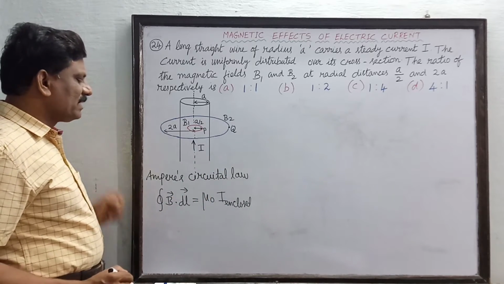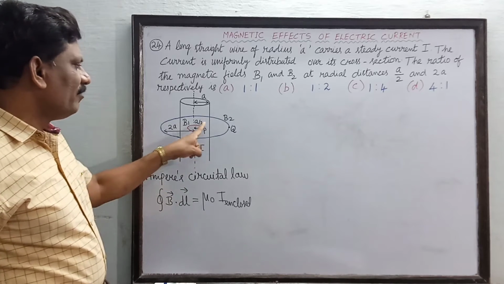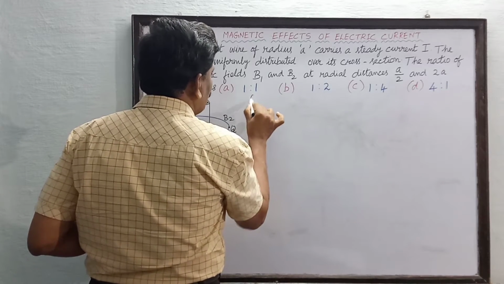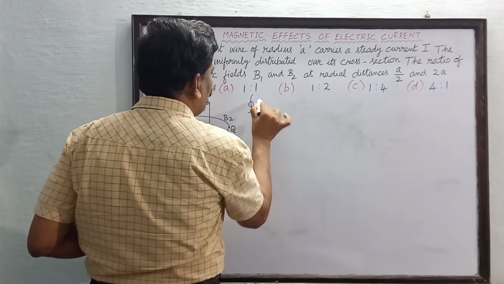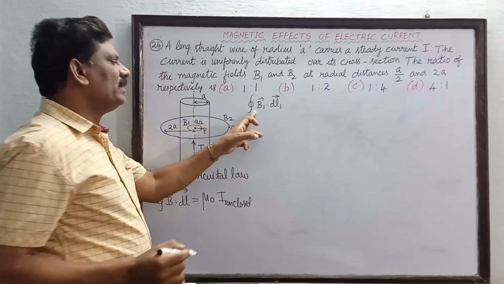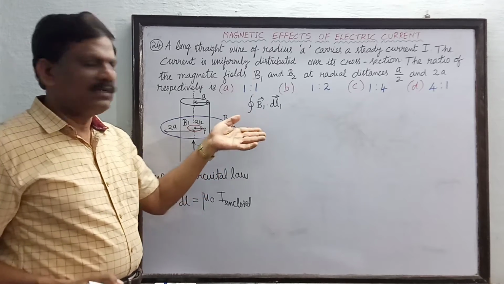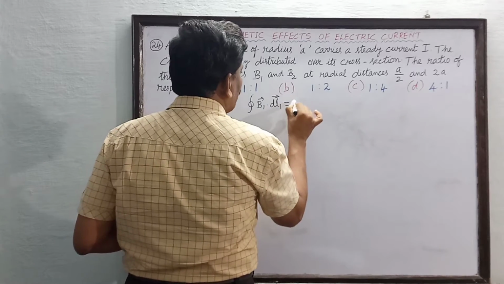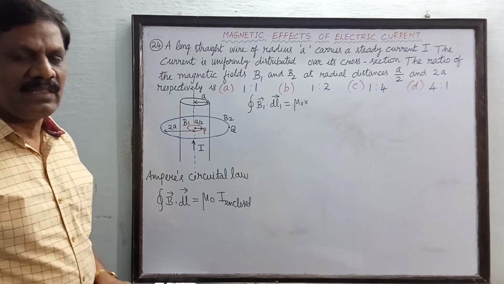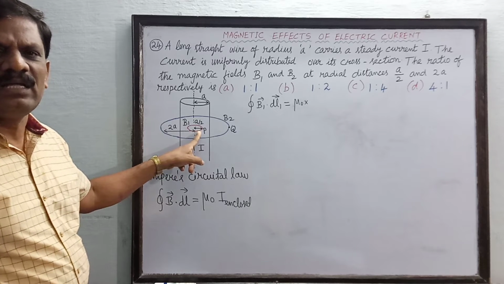So for that, first I will take this closed integral of B dot dl for the smaller loop of radius a by 2. So first I will write the closed integral of B1 dot dl1. And the angle between these two is 0, cos 0 is equal to 1. So this is now equal to mu naught into the current enclosed within the smaller loop. Understand? The current enclosed within the smaller loop.